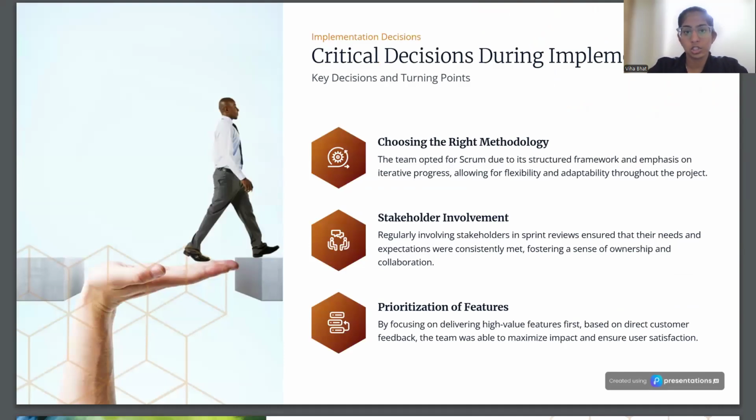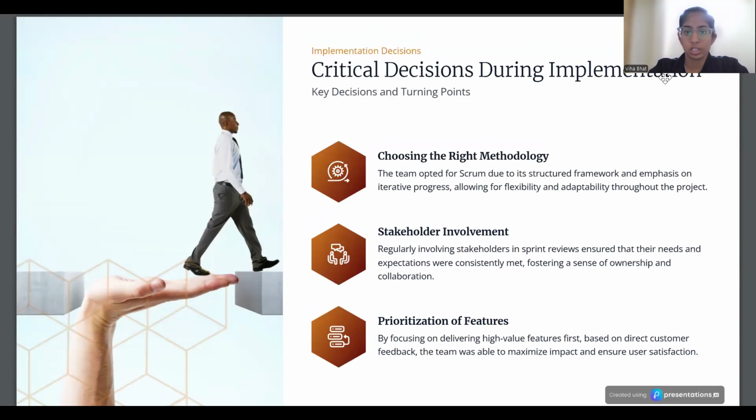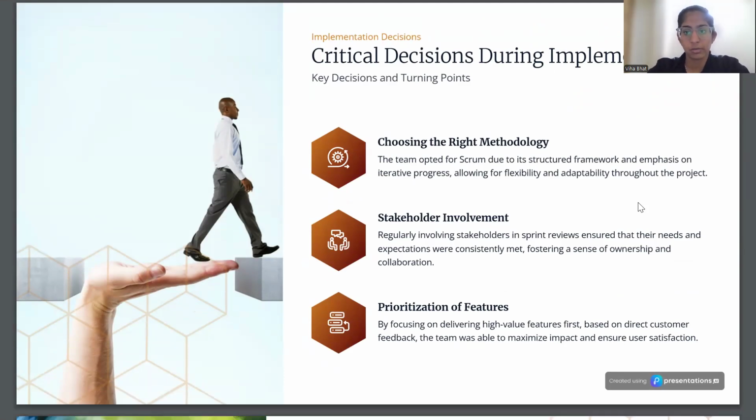So, critical decisions during implementation, like key decisions and turning points. First of all, is to choose the right methodology. The team opted for Scrum due to its structural framework and emphasis on iterative progress, allowing flexibility and adaptability throughout the project. You can also go with Extreme Programming.